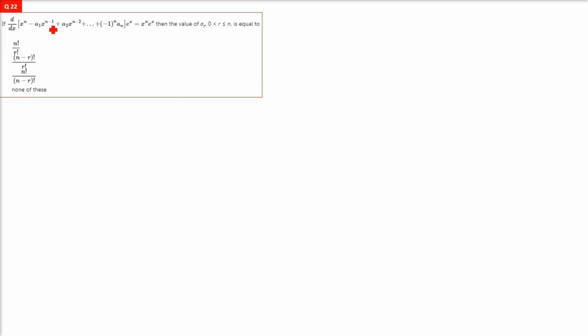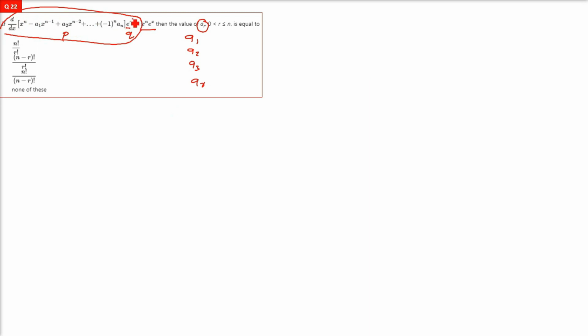Now we have d by dx of this term. This is a series multiplied by e to the power x, equal to x raised n e to the power x. Now we have to tell the value of AR. AR is what? A1, then we have A2, A3. So what will be AR? If we are able to find out A1, A2 and A3, then we can form a pattern or a series. So the d by dx is of two terms. First is the series, and second is e raised x. I am writing one as p, the other as q. So p multiplied by q. So we have to follow the product rule.